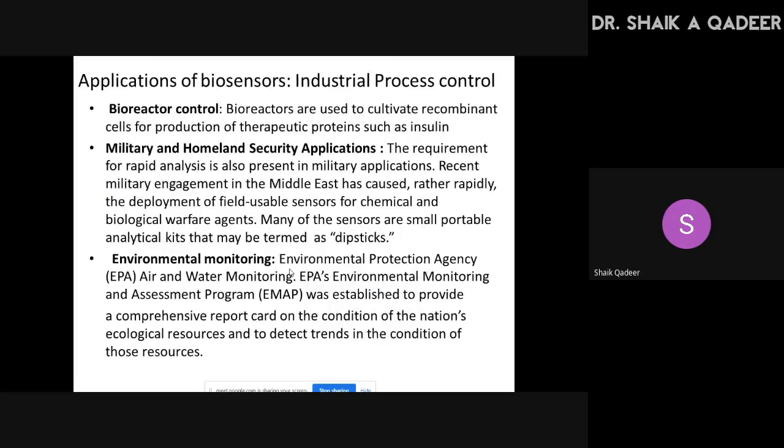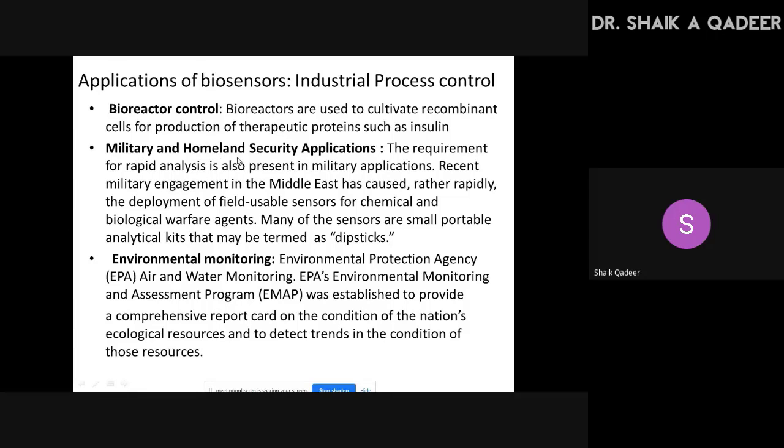Yeah. In industry, we will use this biosensor for bioreactor operation. Bioreactor is actually used to cultivate recombinant cells for production of therapeutic proteins such as insulin. We all know that internally our body is able to produce insulin. So if you want to produce insulin with the help of the external chemical method, in that case bioreactor control is a very, very important or crucial parameter that can be made with the help of biosensor.